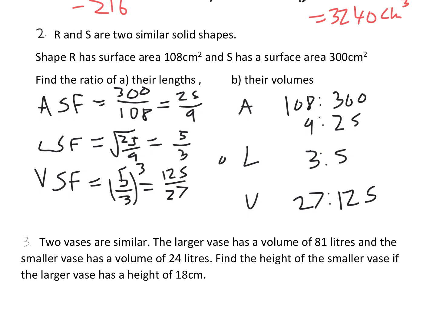Okay, so part A was to work out the length ratio, and part B was to work out the volume ratio. So you don't actually need any of that there, but I just want to show you how it's linked, because you might be able to understand this, but not this.